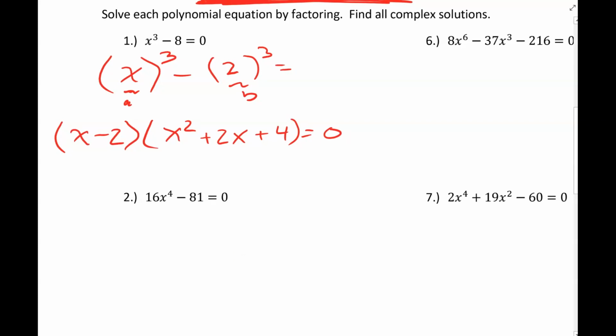Why? So we had mentioned this a couple of times now. The 3-term, the quadratic part that comes out of a sum or difference of 2 cubes is never factorable. Now, you could try to factor it, but are there 2 numbers that multiply to give us 4 and add to give us 2? No, there's not.